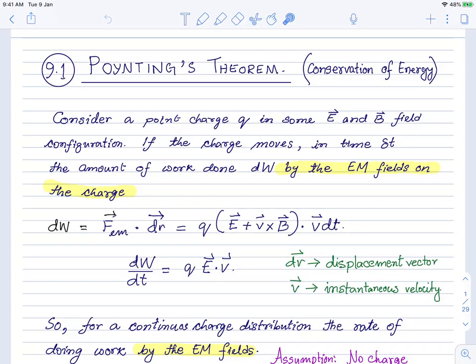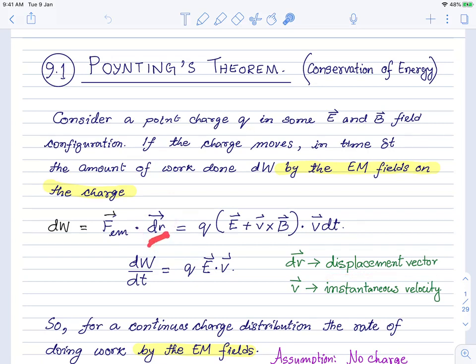So the force that this point charge would experience is given by the Lorentz force law. And if it is moving around in the electric and magnetic field, then the amount of work done by the electric and magnetic field is given by the force, the Lorentz force dot dr, where this dr is basically the displacement vector for the point charge q.